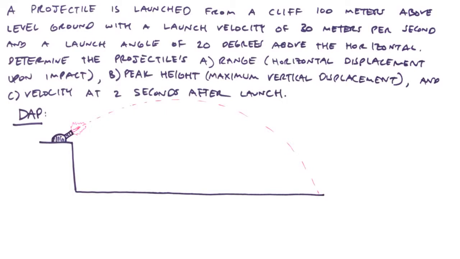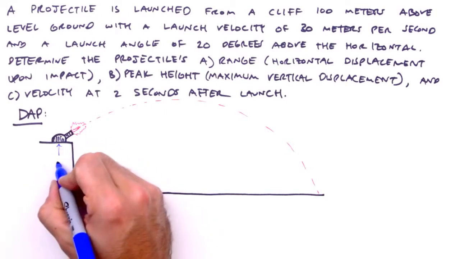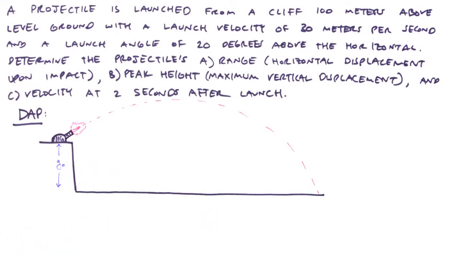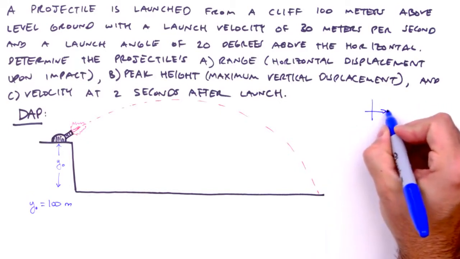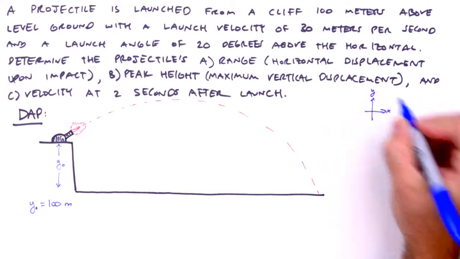Yet. So what are our knowns and unknowns? To start, we're given the height of the cliff, which is to say the initial vertical displacement. And that's 100 meters. Of course, we've already implied our coordinate system, but we need to be explicit and include it on our drawing.